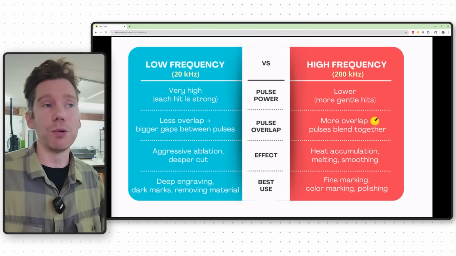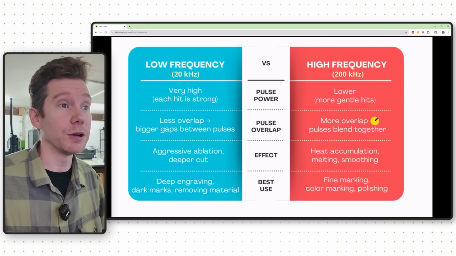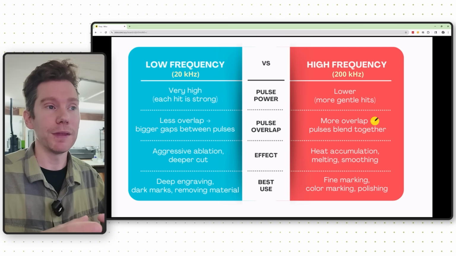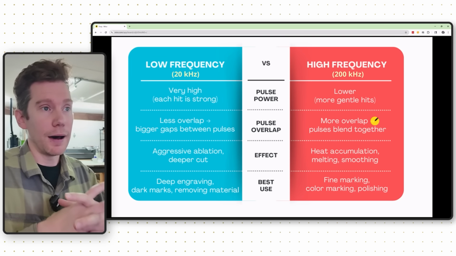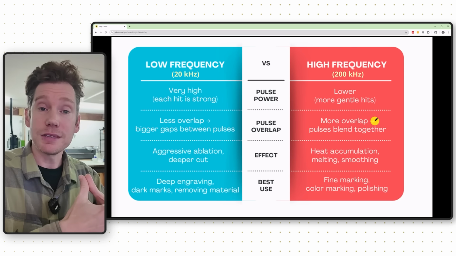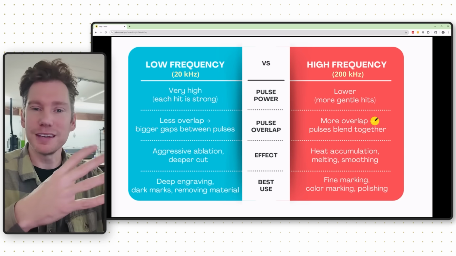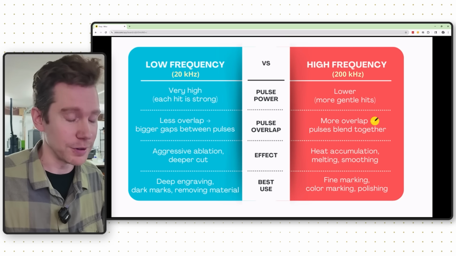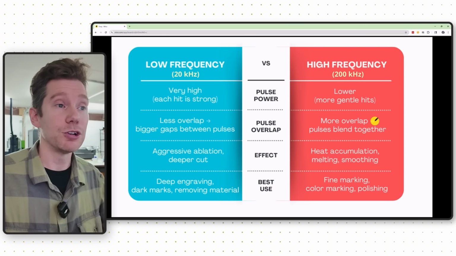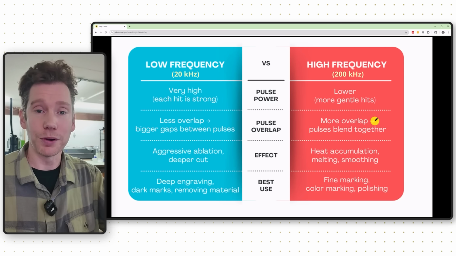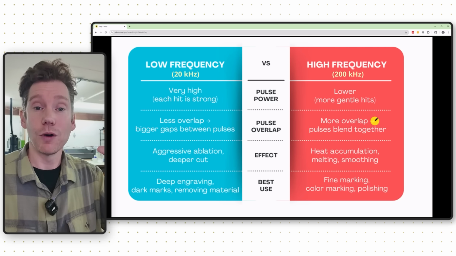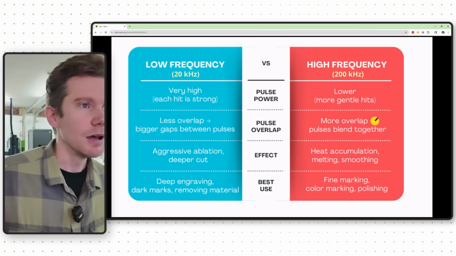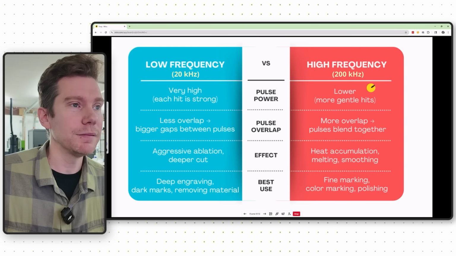So the two most important characteristics of frequency that we want to take note of are going to be the pulse power and the pulse overlap. I'm going to do a slide for each of these. So if it seems like I'm just skimming over the information right here, don't worry. We're going to go into more detail in the next two slides. But just know that these are the two most important things to consider when we're comparing frequency values in the laser world.